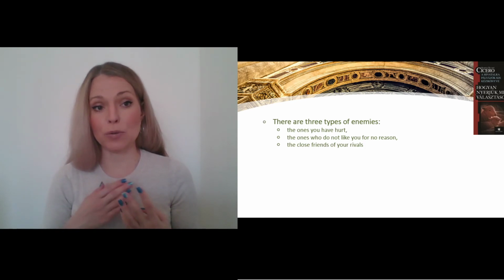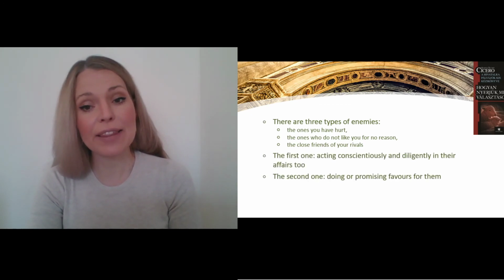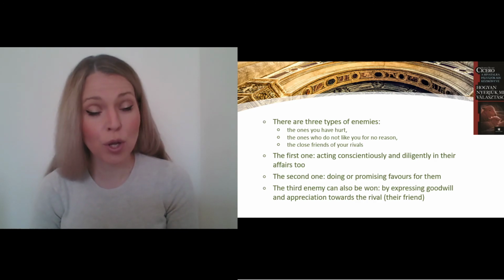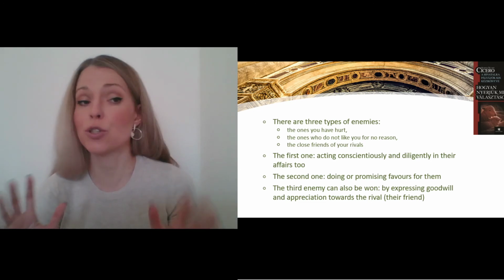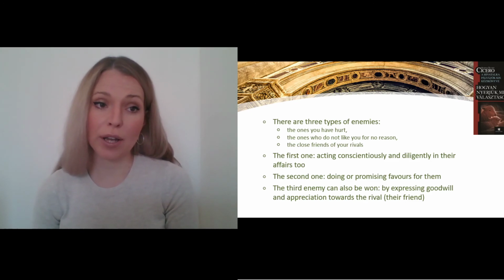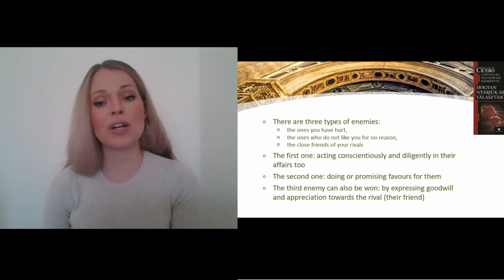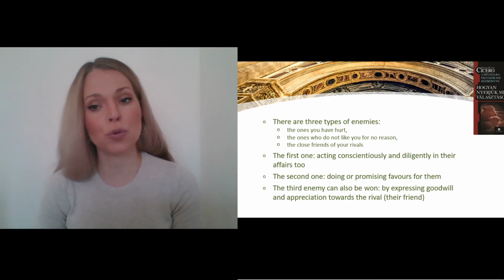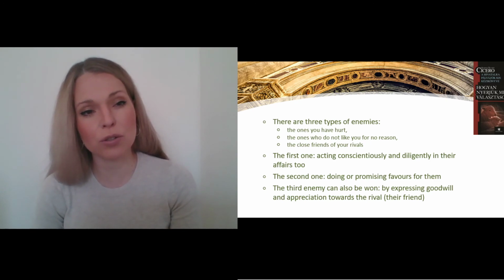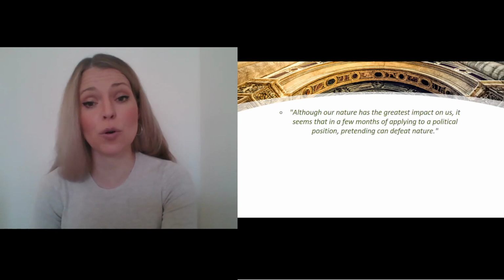So actually Quintus built up a strategy in each type's favor as well, and he said that for the first one, you need to be acting conscientiously and diligently in their affairs too. So if you hurt someone, you need to show that they are super important to you. The second one, you need to be promising favors to them. So if they don't like you, you need to keep doing things for them as well. And the third enemy can also be won by expressing goodwill and appreciation towards your rival. So practically saying that your rival is this and that is not always a good strategy. Sometimes you need to admit that your rival party is excellent and is not bad at all.